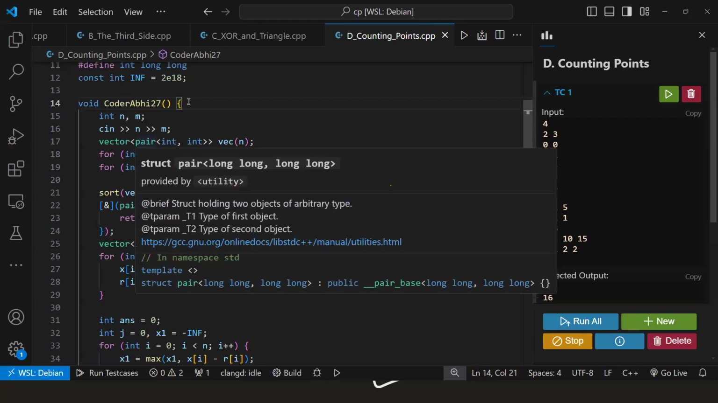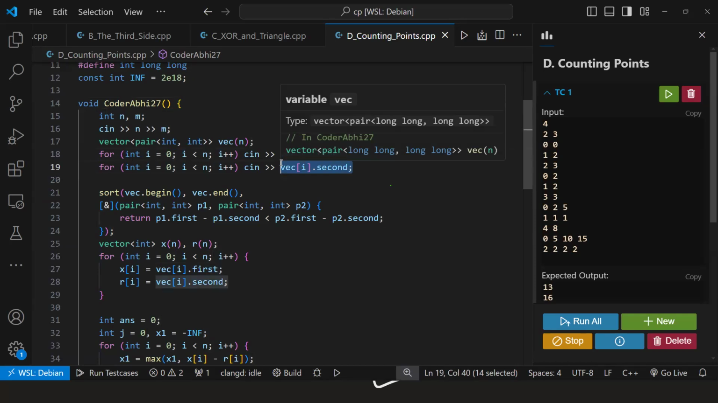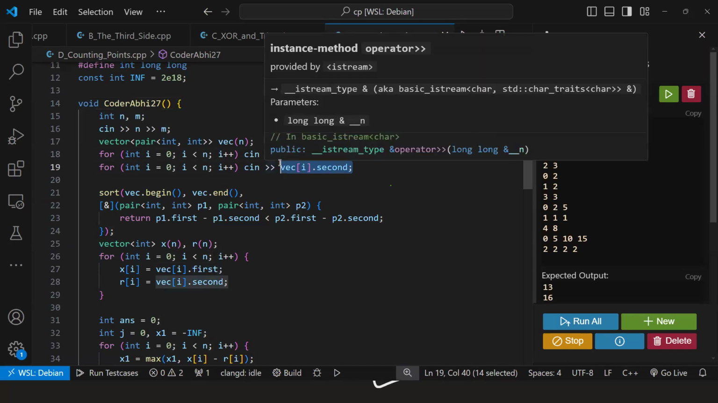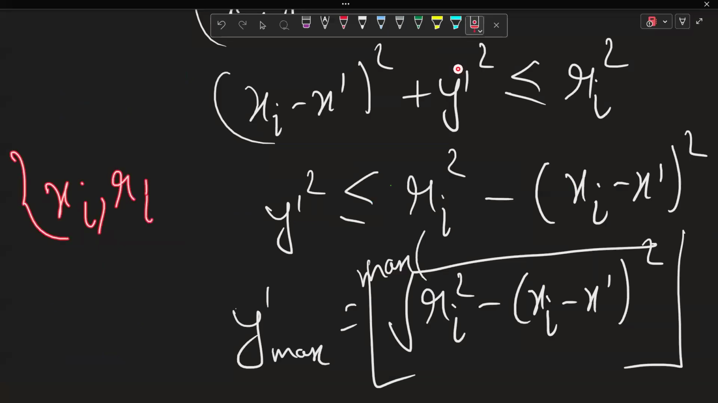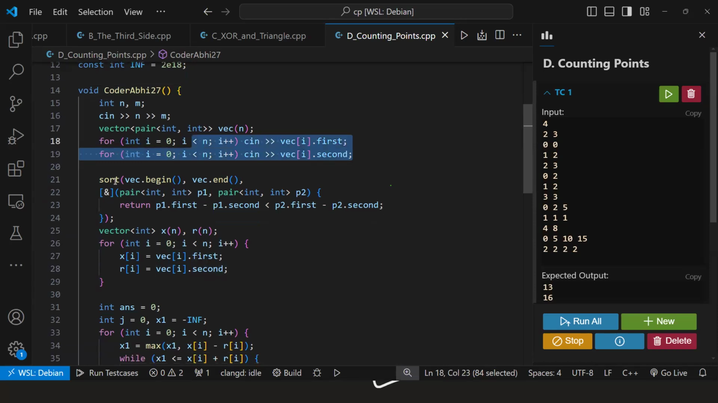Okay, so I took the input first. I've taken a vector of pair. So the x I'm taking as dot first, and the y, the radius, I'm taking as dot second. So I'm forming a pair of xi comma ri. This way I've taken the input, so that when I sort it, I'm sorting it using a custom comparator based on this thing.